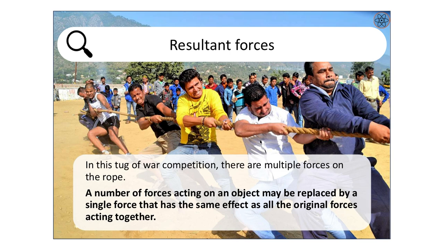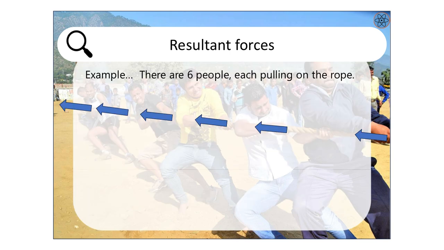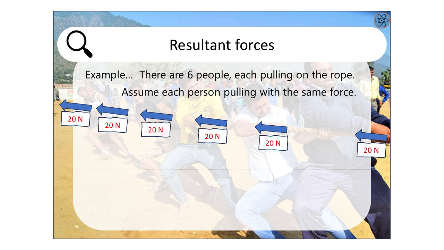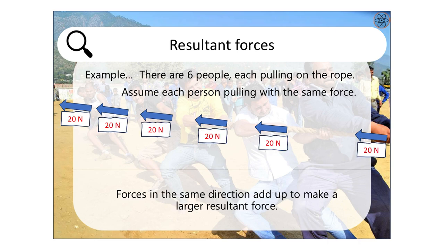So where we have a number of forces acting on an object, it can be replaced by just a single force that has the same effect as all of the original forces added together. So if I replace each person with an arrow pulling in the same direction along the rope, and let's assume that each of the 6 people pulling has the same size force, for example 20 newtons, all of those forces in the same direction add up to make one larger resultant force.